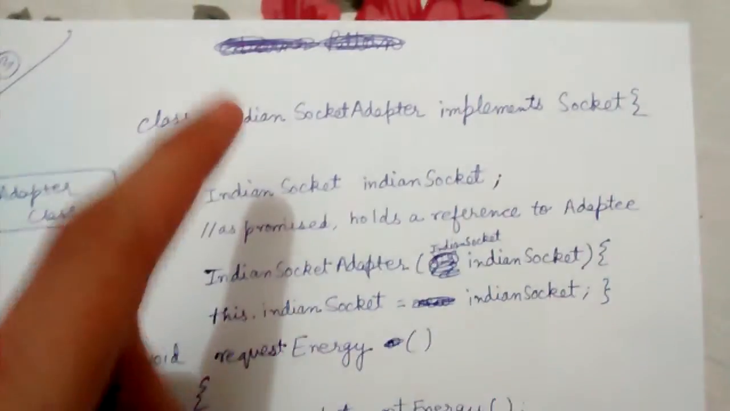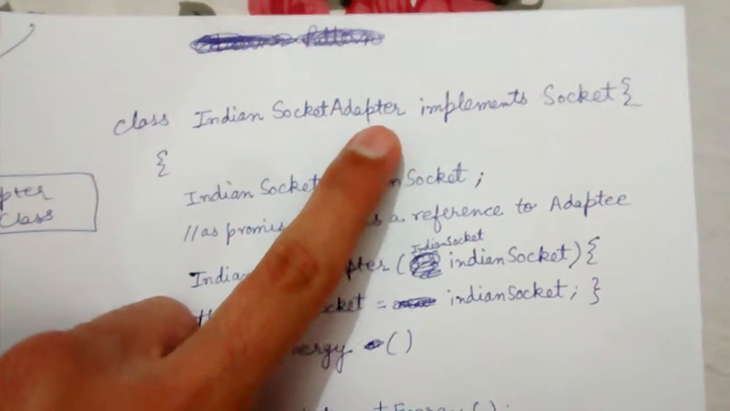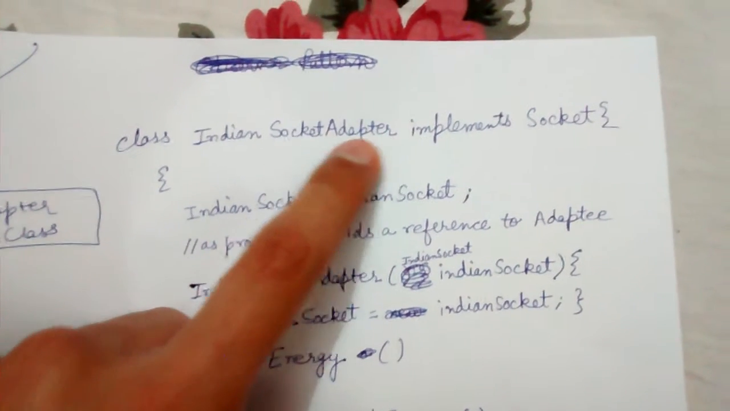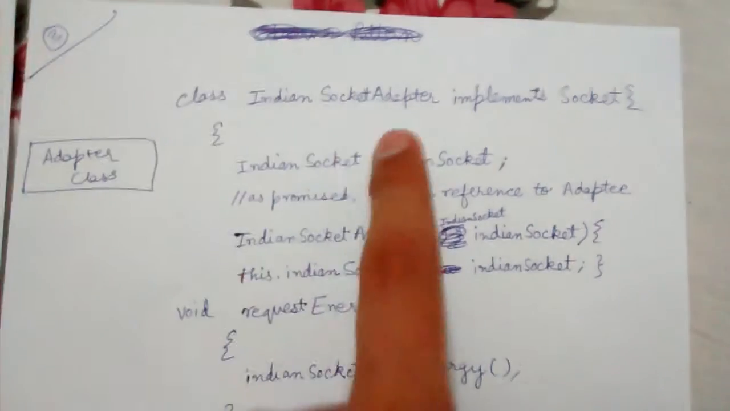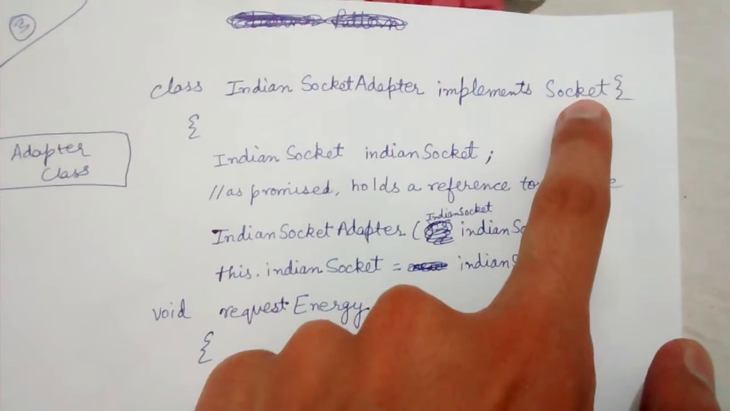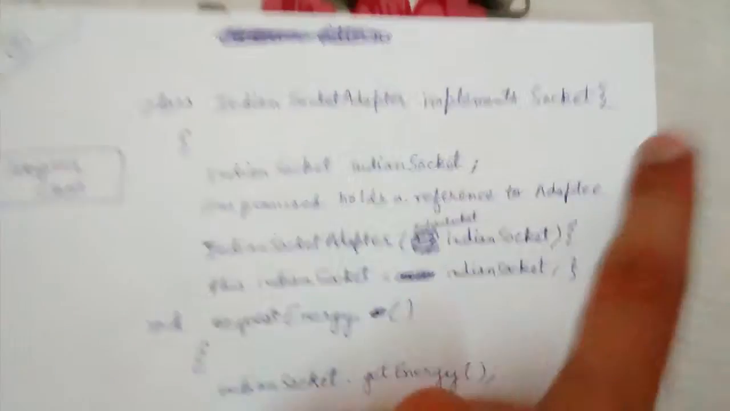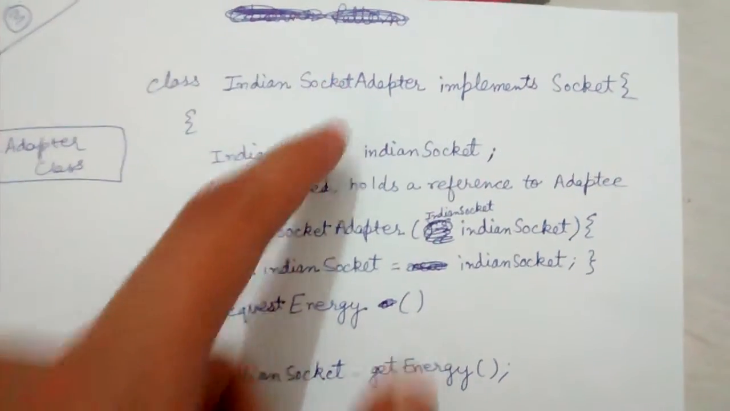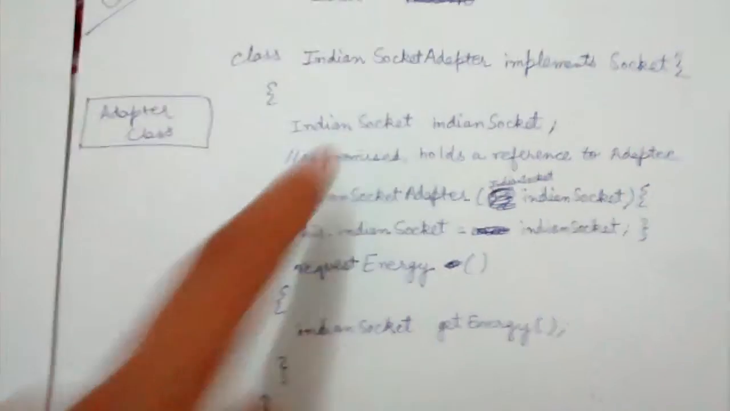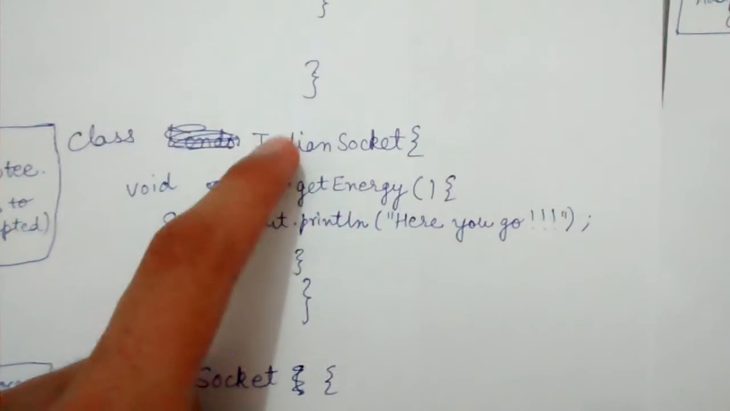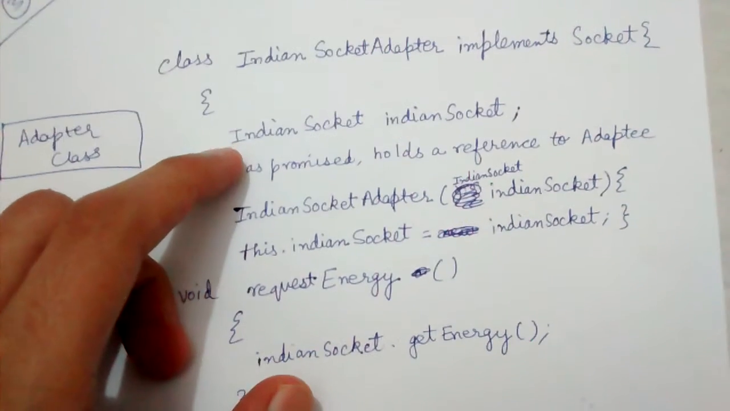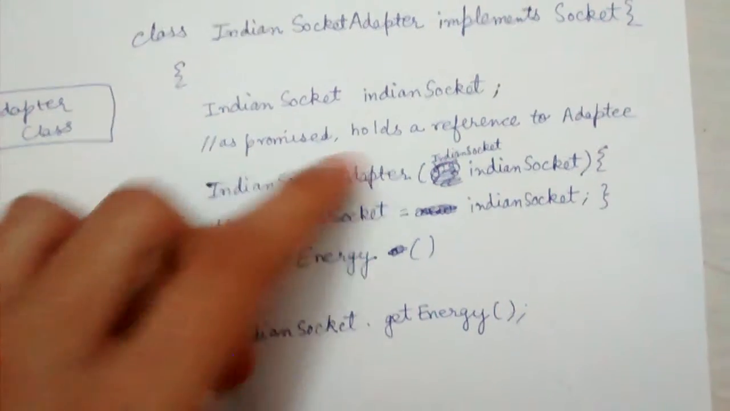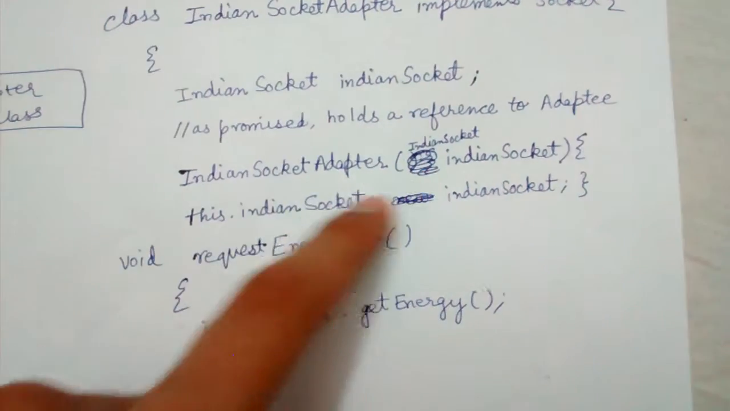So this is an Indian socket adapter class. In Java, wherever you see the adapter suffix, that means the adapter pattern is in action. This adapter is implementing the socket interface, which our client is well familiar with. But internally it has a reference to this Indian socket object, and it is initializing it in the constructor.